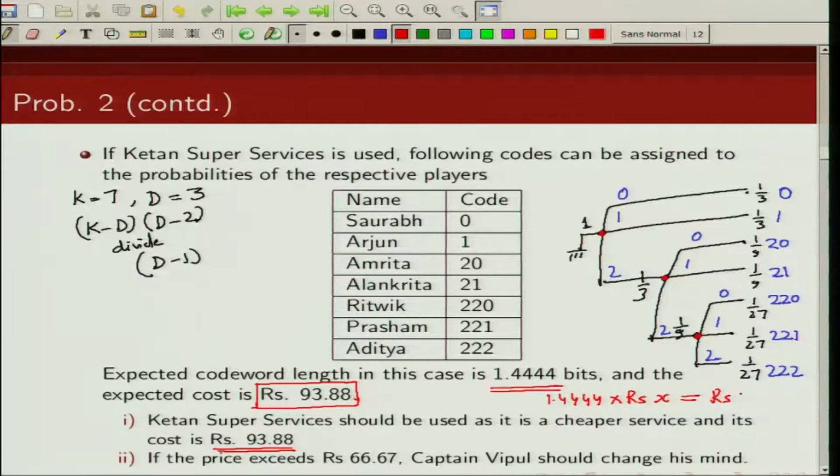And the cost of binary transmission is 40 and the number of bits is 2.4. So from here you can find out what the break even cost is. If Ketan increases the cost beyond this point, then Vipul is going to change his decision, and that price comes out to be 66.67. Okay, so if Ketan increases the cost of his ternary bits to more than 66.67 per ternary bit, then Vipul is going to change his decision and will go for Ajit Speedy Post. Okay.